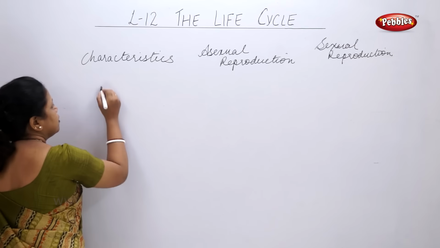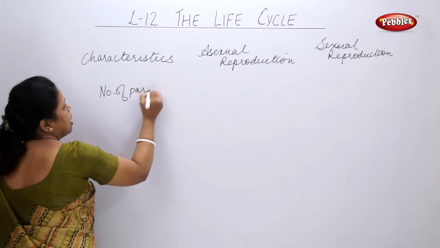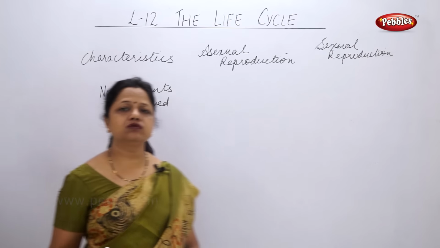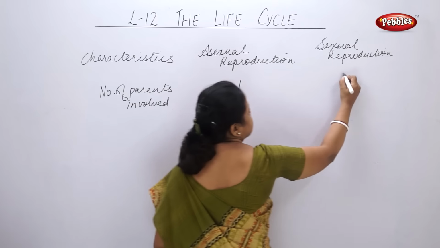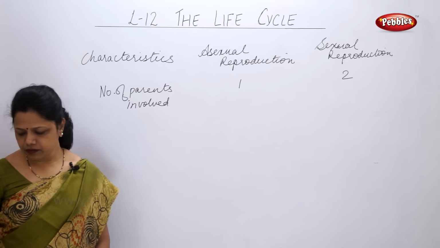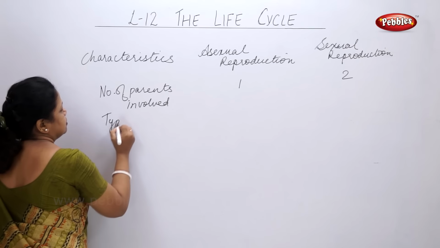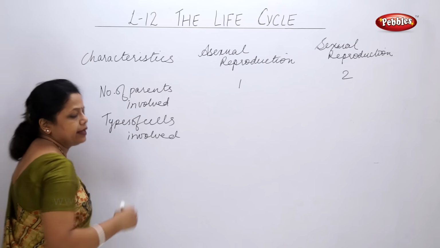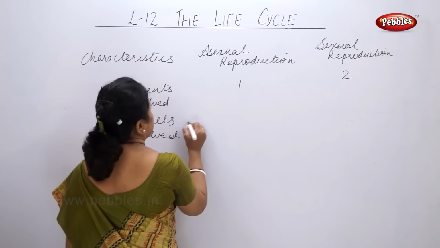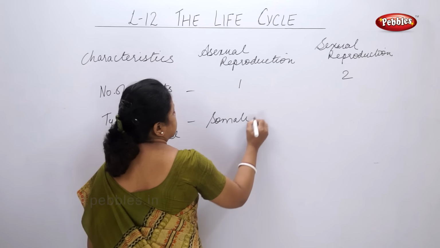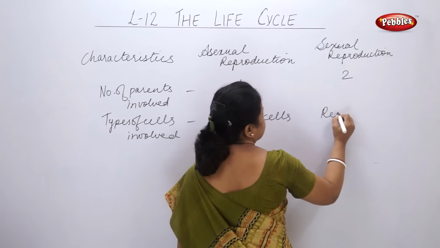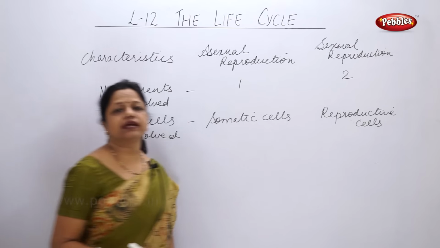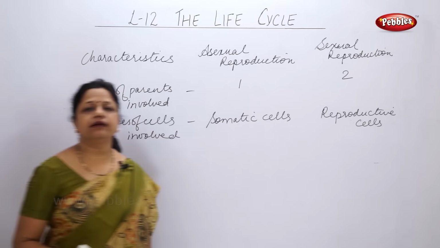First is the number of parents involved. How many are involved in asexual reproduction? As I said, asexual reproduction involves only one parent. So you will write one. In sexual reproduction, two parents are involved. Second, types of cells involved. Now here in asexual reproduction, somatic cells. As I said, it involves somatic cells, and here it involves reproductive cells. This is the second difference, a major difference. This is a very important question, that's why it's written on the board.